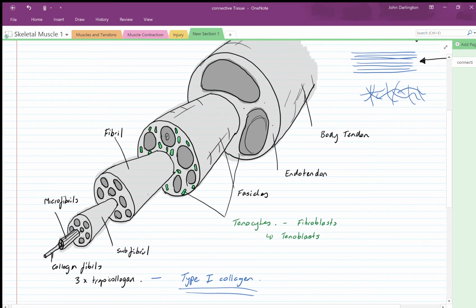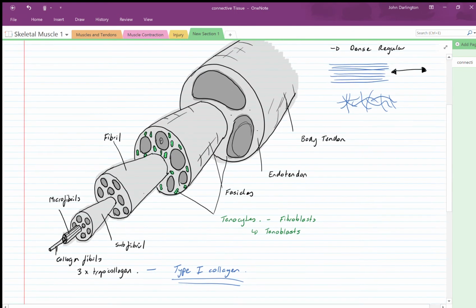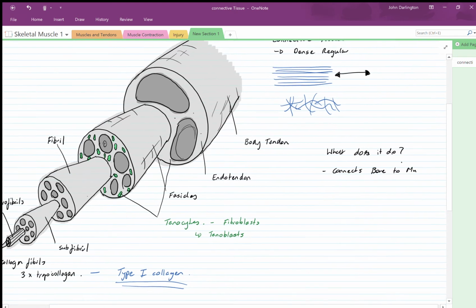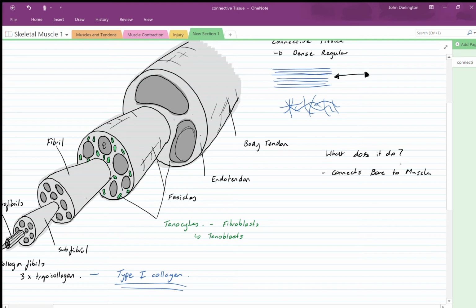Okay, so we've got a general overview of what the tendon is, but we've not really described what it does, have we? And I think that's an important thing to describe. So, what does it do? Well, it connects bone to muscle, or muscle to bone, as I should really be saying. But anyway, it connects muscle to bone and bone to muscle. And therefore, it's used for movement.